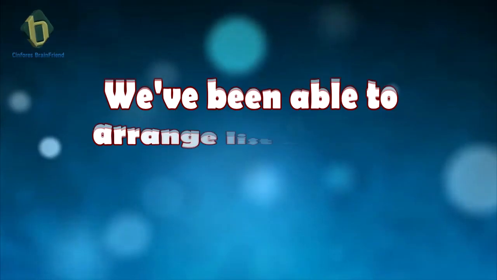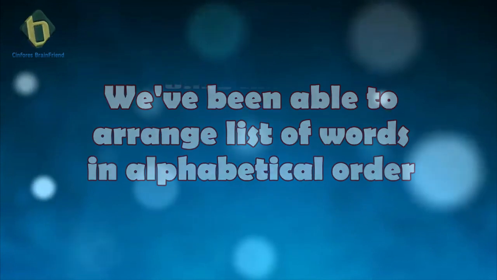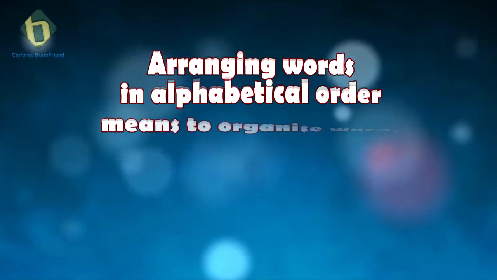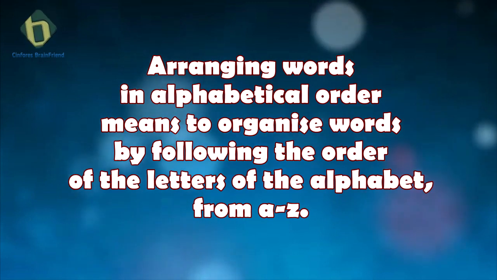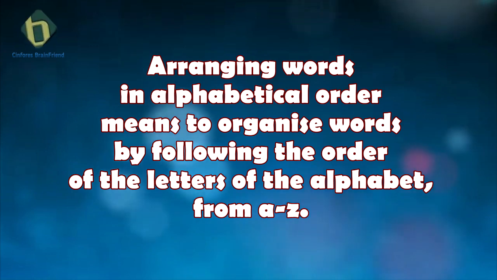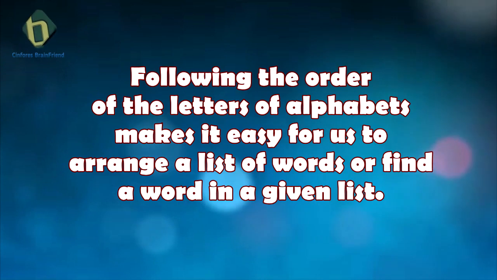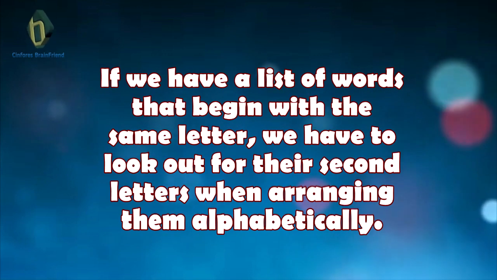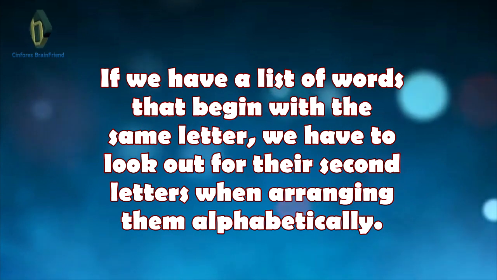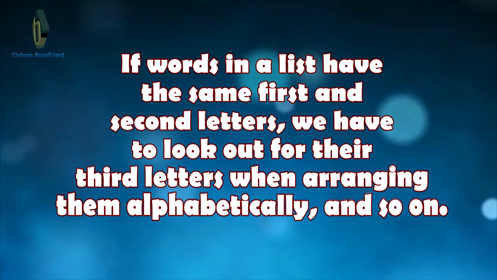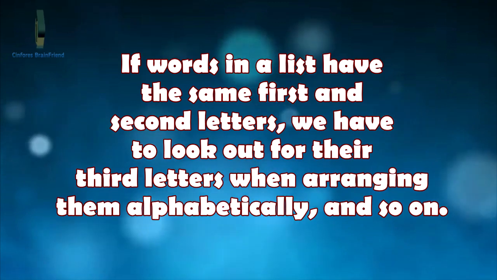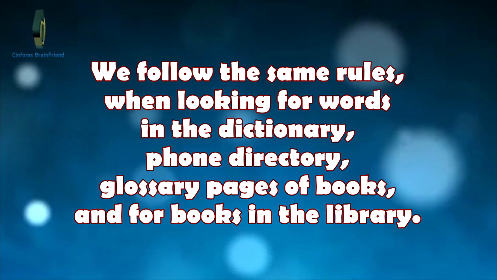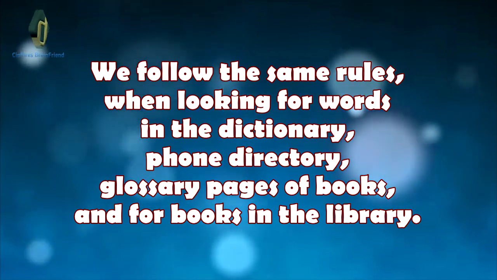In this section, we've been able to arrange lists of words in alphabetical order using the skill to easily find words in the dictionary, book glossaries, and locate books in the library. Arranging words in alphabetical order means to organize words by following the order of the letters of the alphabet from A to Z. Following the order of the letters of the alphabet makes it easy for us to arrange a list of words or find a word in a given list. If we have a list of words that begin with the same letter, we have to look out for their second letters when arranging them alphabetically. If words in a list have the same first and second letters, we have to look out for their third letters when arranging them alphabetically, and so on. We follow the same rules when looking for words in the dictionary, phone directory, glossary pages of books, and for books in the library.